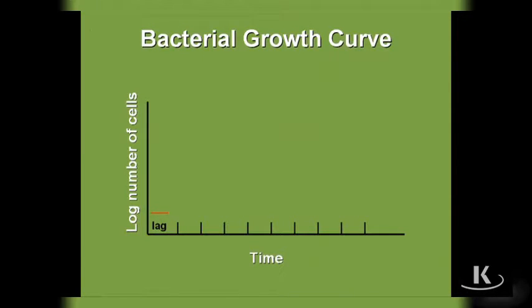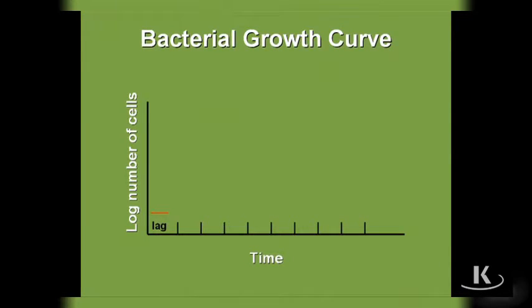What's going on in lag? Nothing you can really see. The cells aren't actively dividing, but they're getting ready to divide. It's not like they're just resting, kind of like gearing up for the division process, but they are making proteins and everything that they need to get ready for that division, all right?